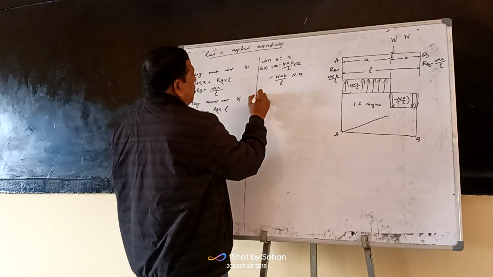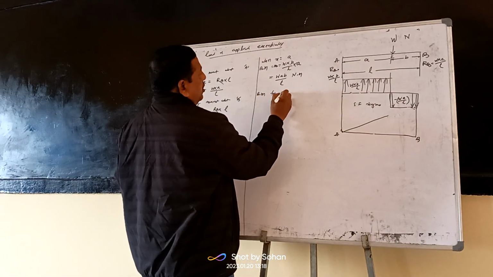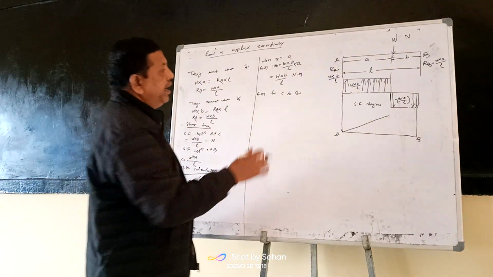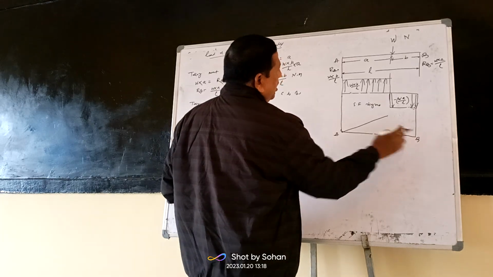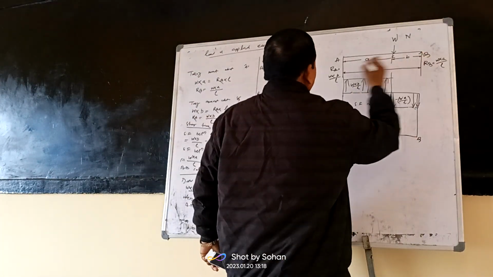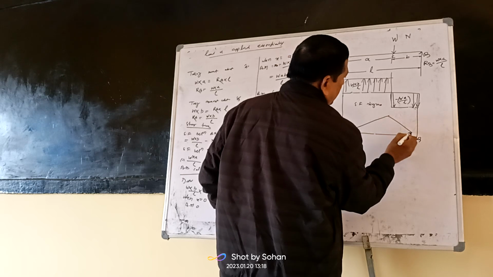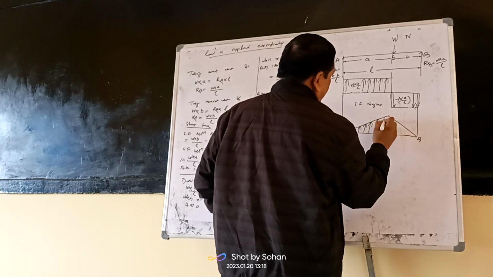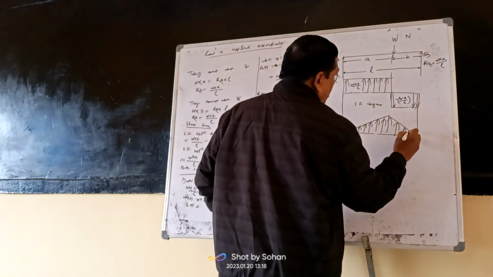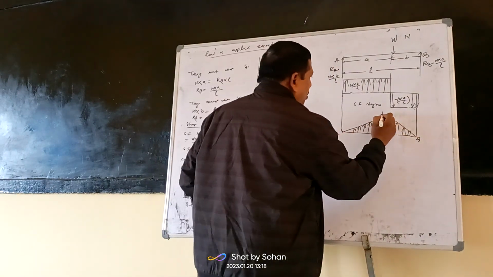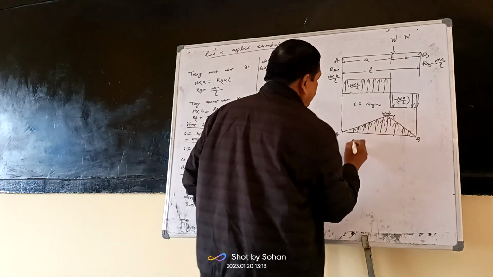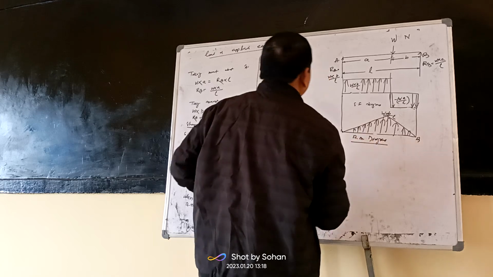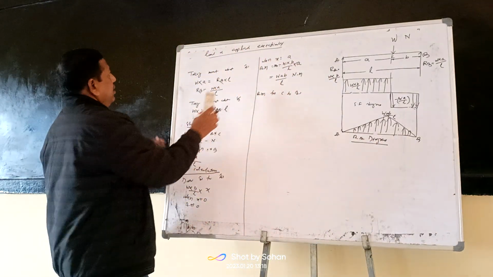Then the bending moment from C to B decreases gradually and becomes 0 at point B, because this is the supporting point. So WAB by L, this is the BM diagram.